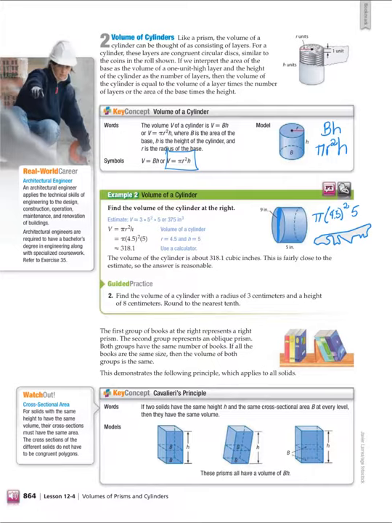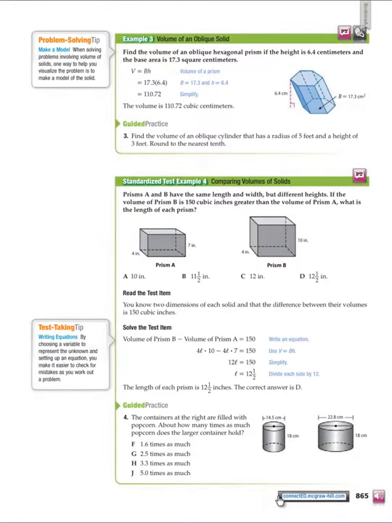We're not going to do anything with Cavalieri's principle, although you can read that if you want to. Let's move on. We're not going to do obliques.